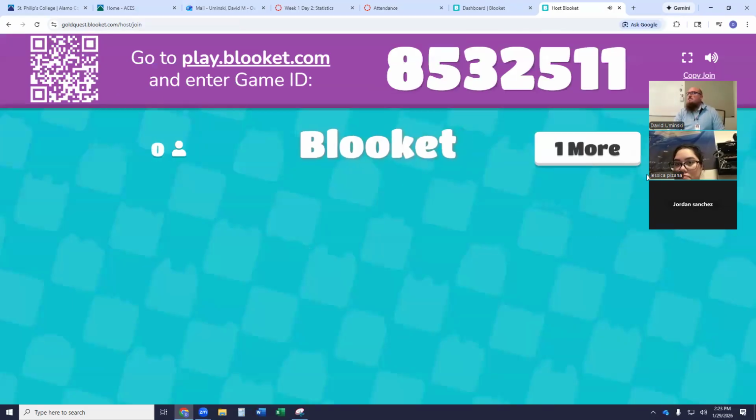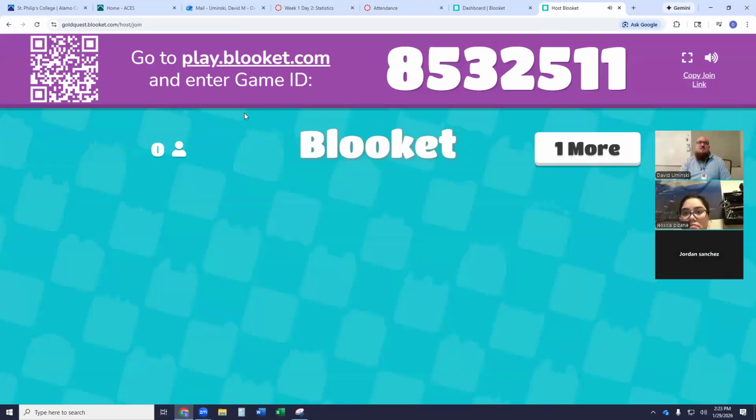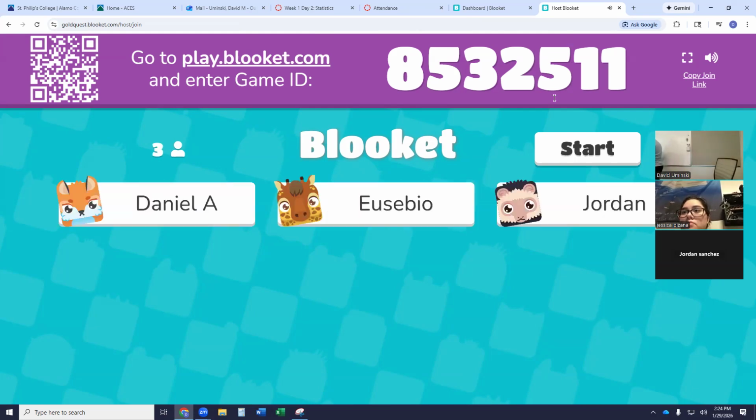Can I move up? Of course you can. So you can either scan this QR code, or you can go to this website on your web browser and then put in this game code. Those of you who are online, you can do the same thing, so you can participate.